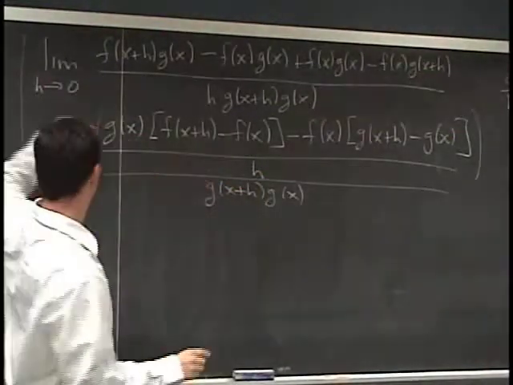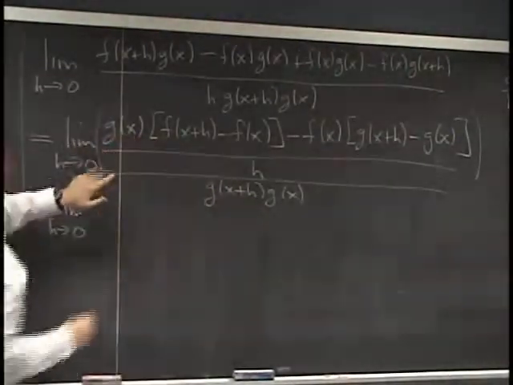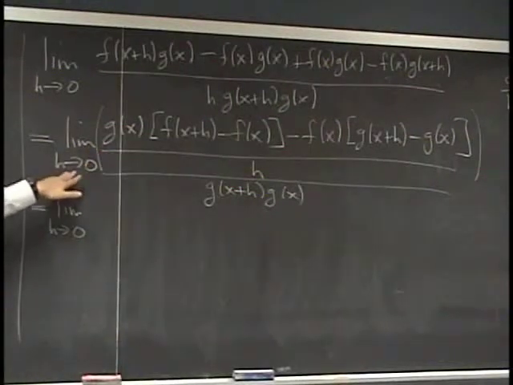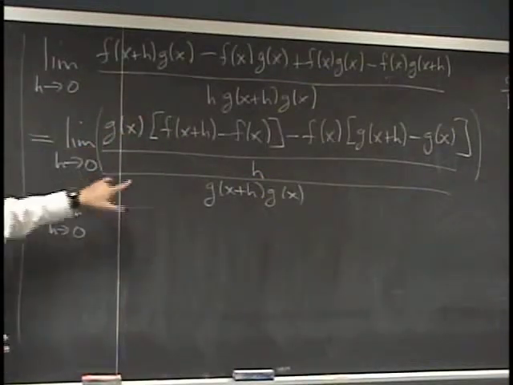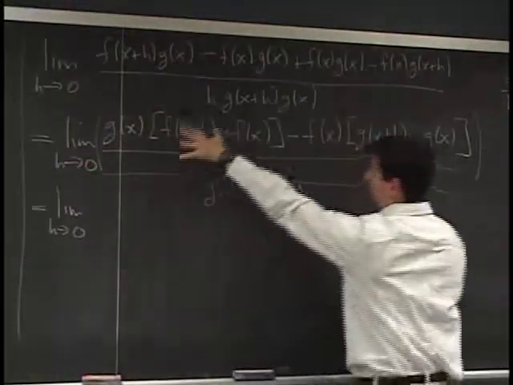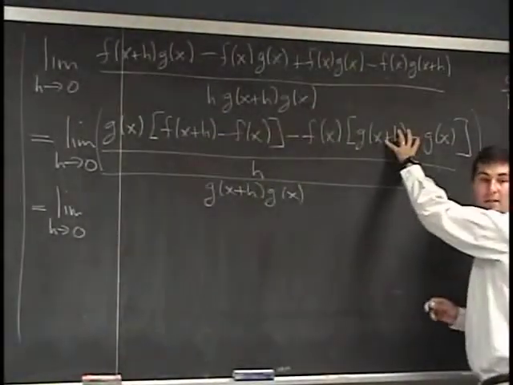Okay, now, let's see what we got. I have a g of x, which doesn't even see the h. So it's a constant as far as the h is concerned. So I can pull that, right? Actually, first, before I pull it out, I'm going to split this up into two different limits. This limit and this limit.